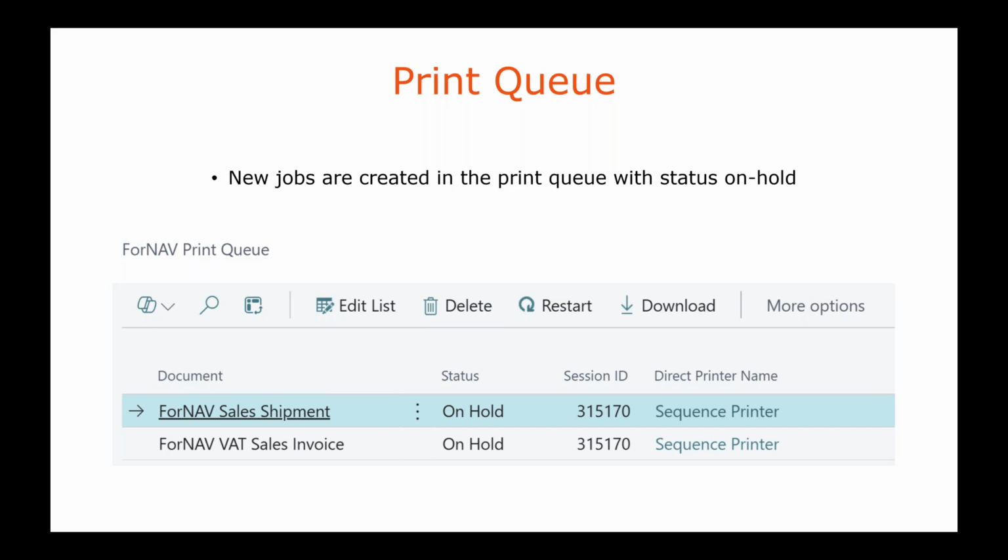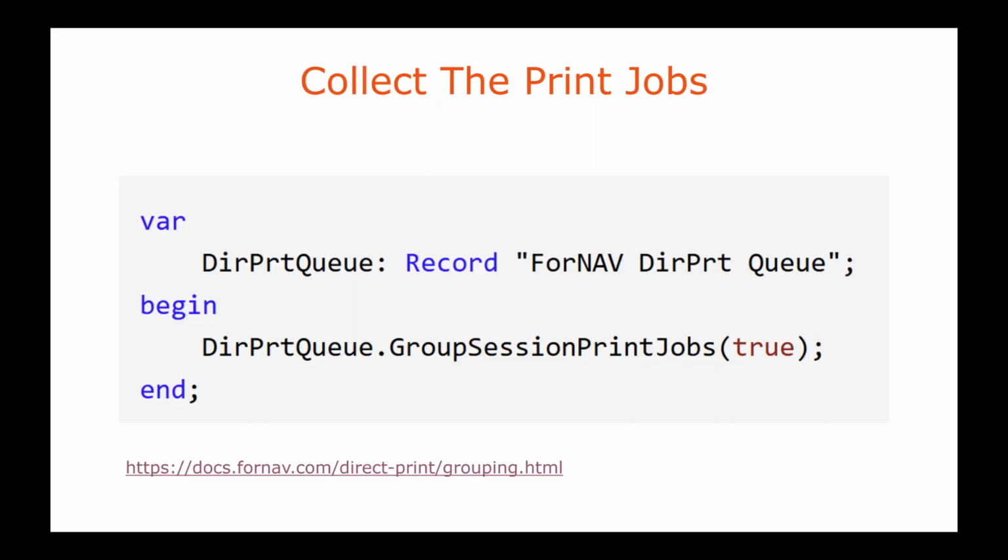Once we are done printing all the things we want to send to the printer in one go, we will look for all the jobs with the same session ID and try to group those. So we need to tell it when we are done printing. Let's say we run 3 reports. After running the 3 reports, we need to tell the direct printing system that we are done for this user at the moment, and we want this sent to the printer.